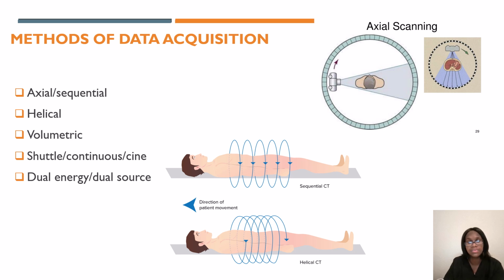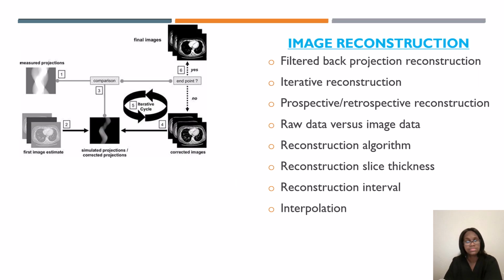Your methods of data acquisition, your axial, your helical scanning. Axial scanning is whenever you tilt the table for a brain scan and you're angling it, and it's telling you to hold down that button to tilt it. So that's axial. Helical scanning is whenever you don't have a tilt on it, you're just scanning a patient, it's going to scan them quicker than the axial. And then you have your volumetric, your shuttle, continuous cine, your dual energy, dual source.